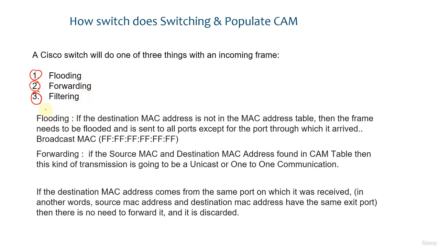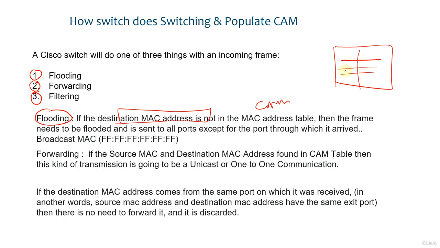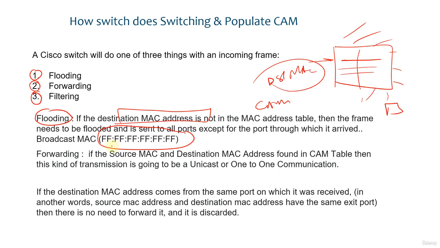So what are these things? First thing first, flooding. If the destination MAC address is not in the CAM table, if the CAM table is empty or does not have information about the destination MAC address, then the switch is going to flood this traffic to all ports to find out about that destination MAC address. Usually it is done using broadcast, which is all F.